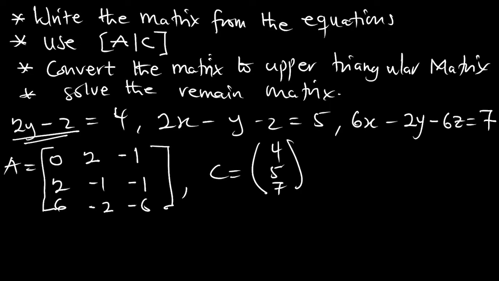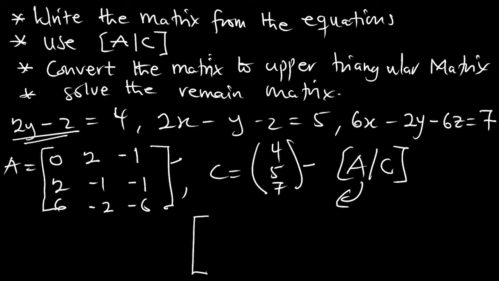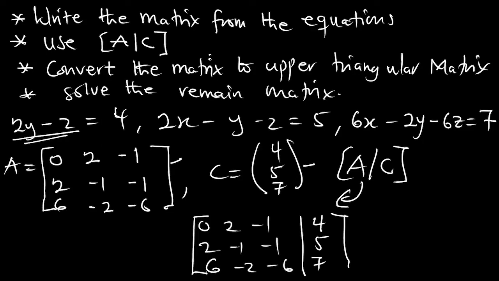Are we okay? This is a step-by-step approach to solve. And now we have matrix A, we have the C. After merging them, you convert the matrix to an upper triangular matrix. So A augmented with C, this form is going to be like this: 0, 2, -1, 2, -1, -1, 6, -2, -2 augmented with the C, which is 4, 5, and 7. So now we have it this way.